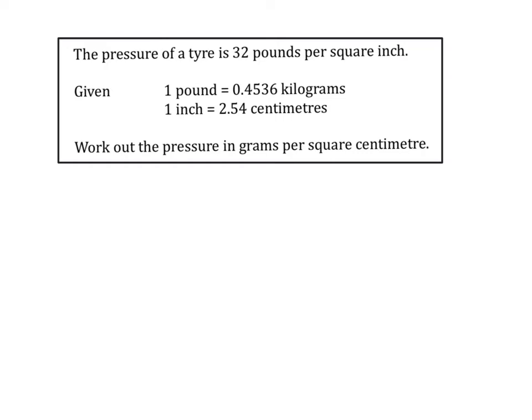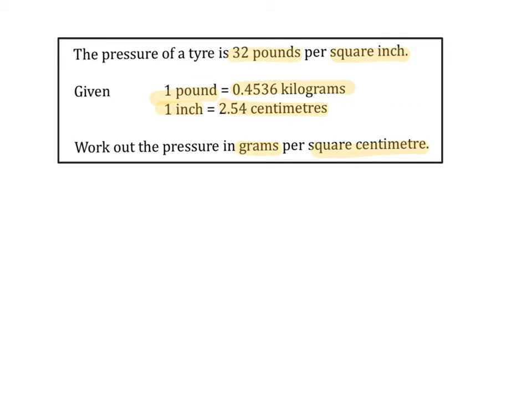The pressure of a tyre is 32 pounds per square inch. Given that 1 pound is 0.4536 kilograms and 1 inch is 2.54 centimetres, work out the pressure in grams per square centimetre. So let's just set everything out as a ratio to start with.